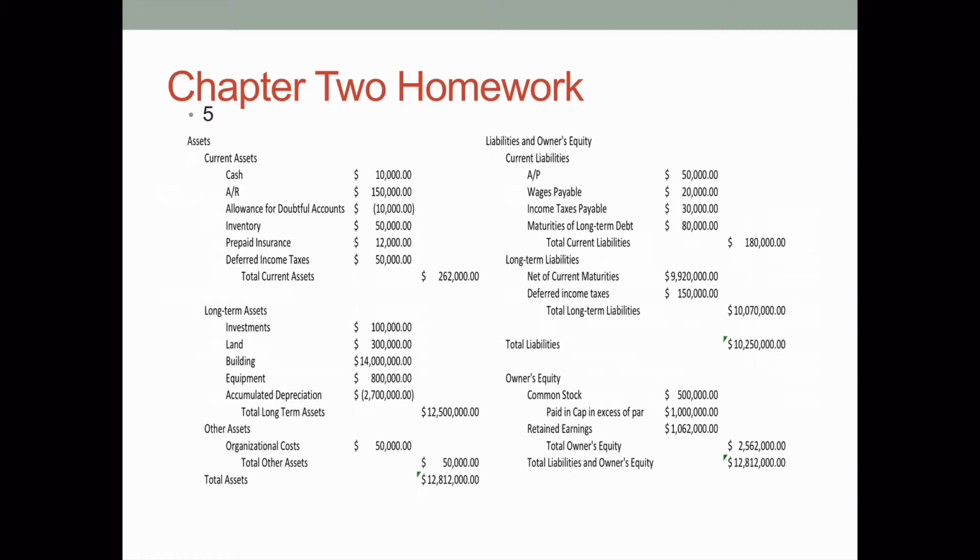This one does have other assets. If you put the organizational cost up in long-term assets, I wouldn't mark that wrong. I wouldn't consider that wrong on the test. That's one of those gray areas we talked about, and I will not require you to know that for the test.